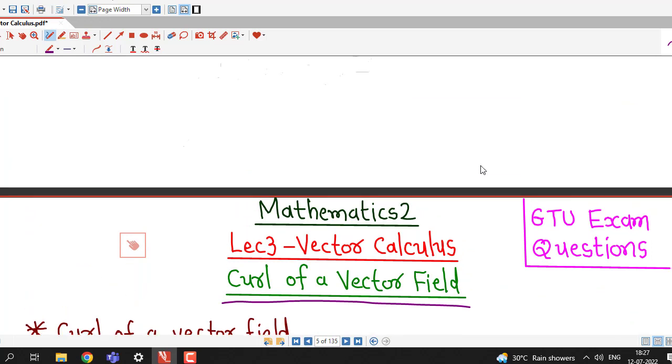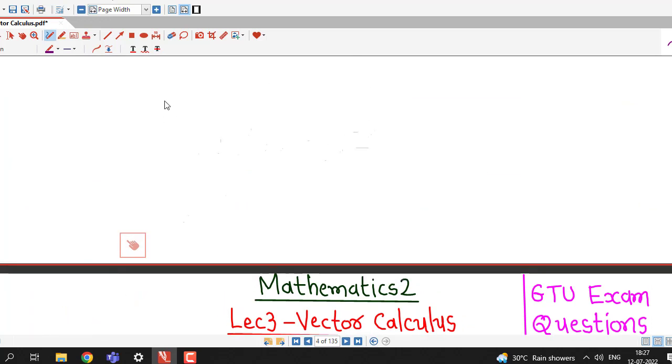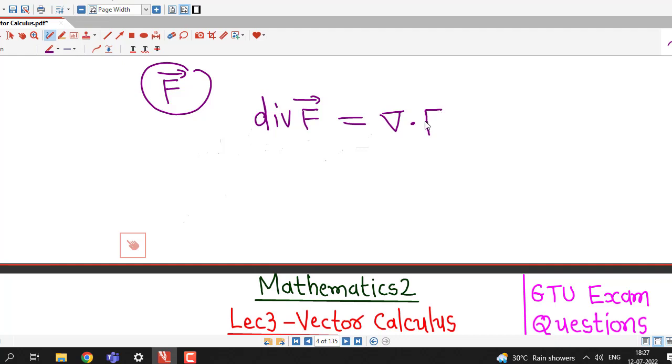We have discussed about divergence of a vector field. If we recall, if f bar is a vector field, then divergence of vector field f bar is given by dot product of del operator with vector f bar. Similarly, curl of a vector field f bar is also defined using del operator, and instead of dot product we will consider cross product of del operator with f bar.